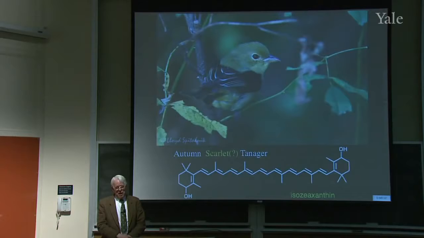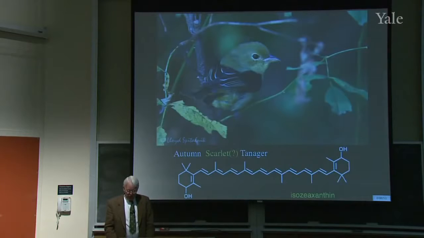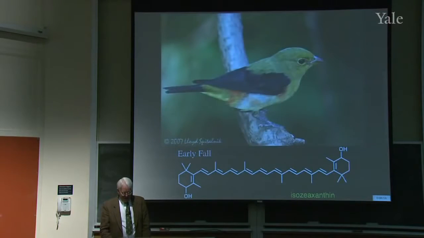Now, what's weird about this? It's what makes a scarlet tanager yellow-green, right? What's wrong with that? It's supposed to be a scarlet tanager, right? But this is actually late in the fall. If you looked a little bit earlier in the fall, the scarlet tanager looks like this. So it's got a little bit of red in it, right?